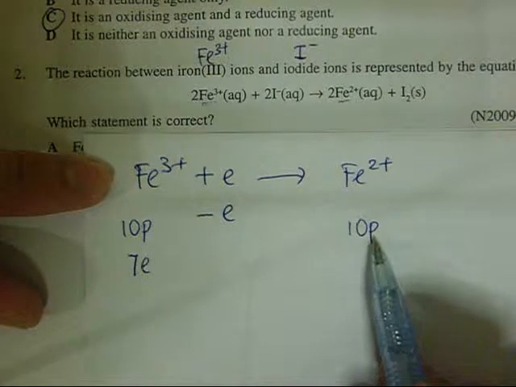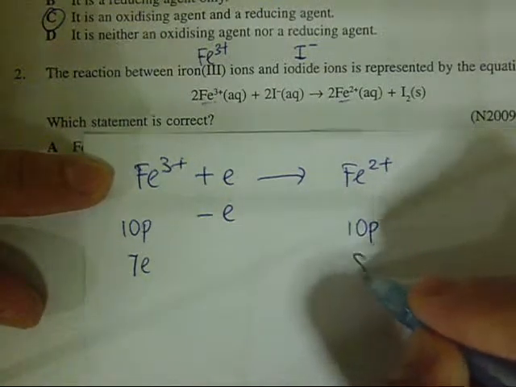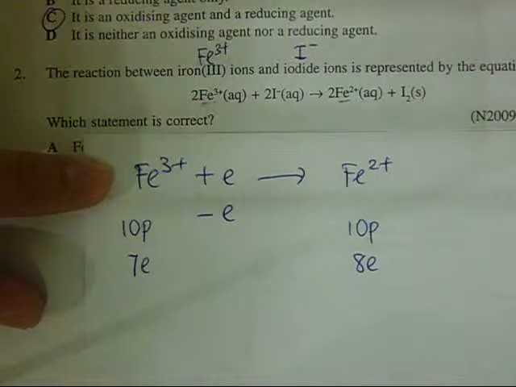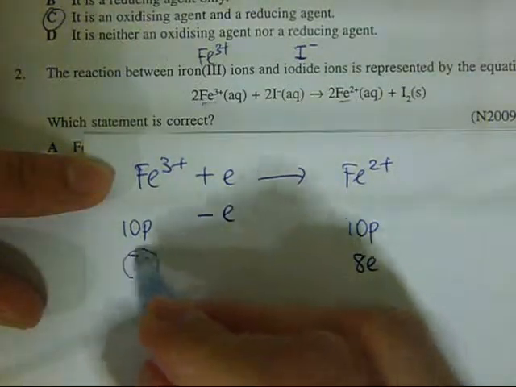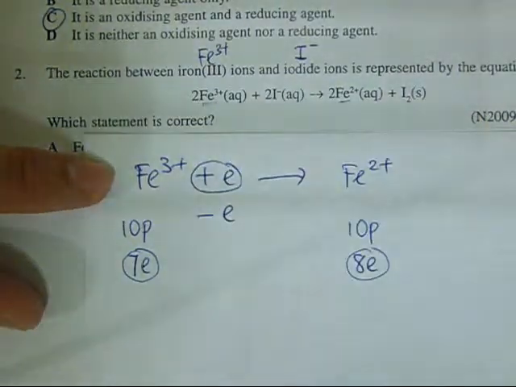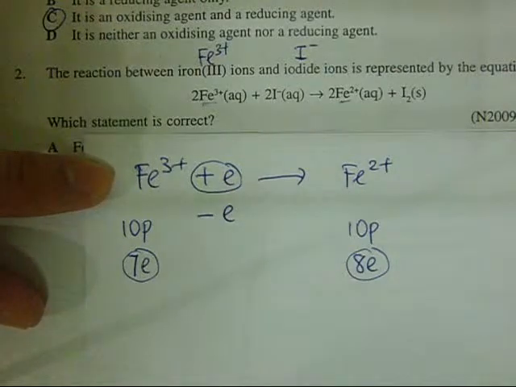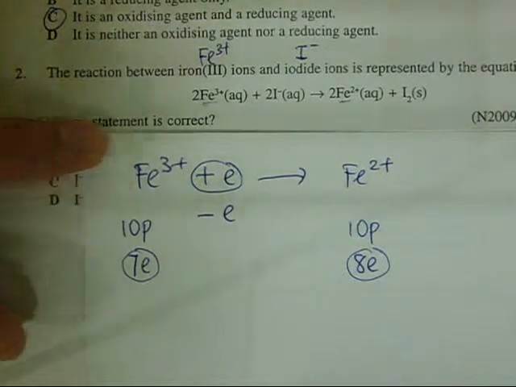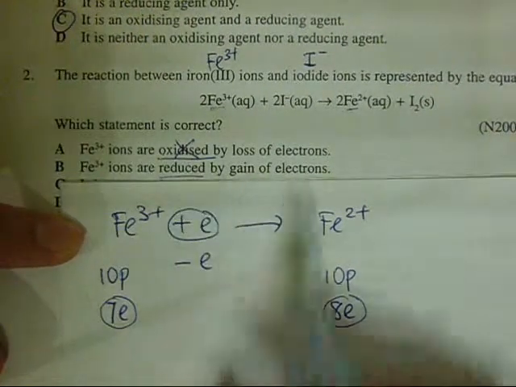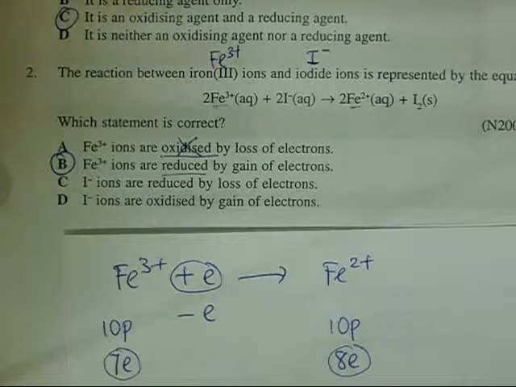Now how many electrons must it have in order for it to have a charge of 2+? So there will be 8 electrons, because 2+ means 2 protons more than electrons. So from 7 electrons to 8 electrons, what should you do? You should gain an electron. So Fe3+, you should gain 1 electron to become Fe2+. Okay, so Fe3+ ions are reduced, which is correct, by gain of electrons is correct. So the answer is B. Alright.